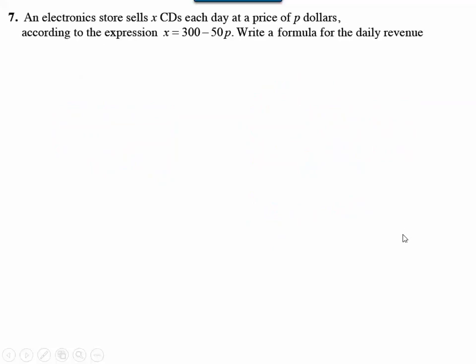All right, how about another one here? How about more of a business application real quick. So electronic sales sells X CDs each day at a price of P dollars according to this expression. So normal buying of stuff says if I put a certain CD at a certain price, it's going to sell according to this right here.